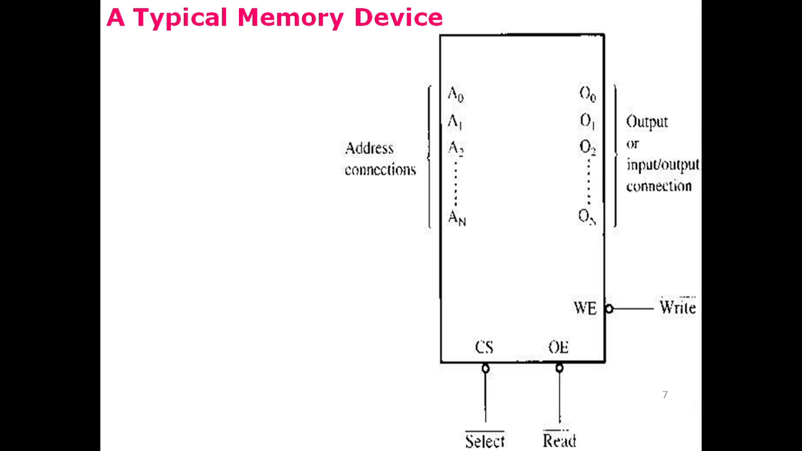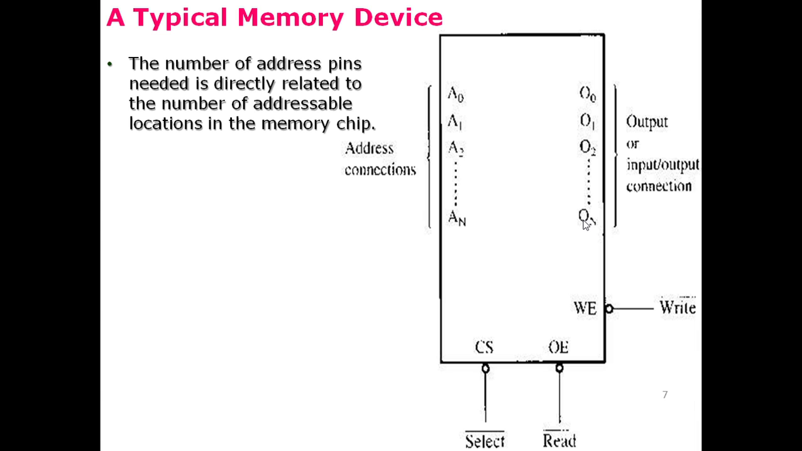So to read or write from or to a particular location inside this memory, this chip must first be selected, and then the output enable or the write enable would choose the desired operation, whether it is reading or writing. And after the desired operation is selected, the data would be written to this memory chip or read from this memory chip through these output lines.